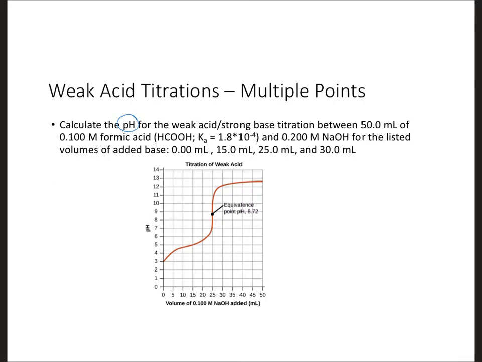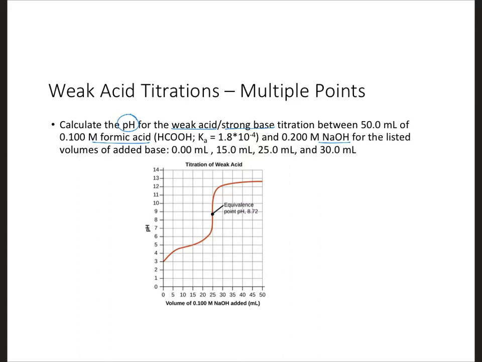It's one of the reasons why we're doing a weak acid titration. There's sometimes less conversion back and forth between pH and pOH. They've given us a weak acid. If you weren't already familiar with formic acid, it is a weak acid. They also give us a strong base. If you weren't already familiar with it, sodium hydroxide is a strong base.